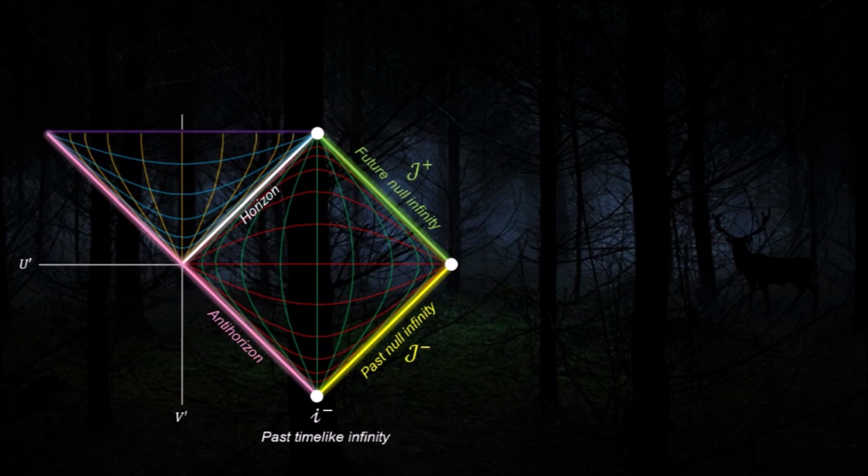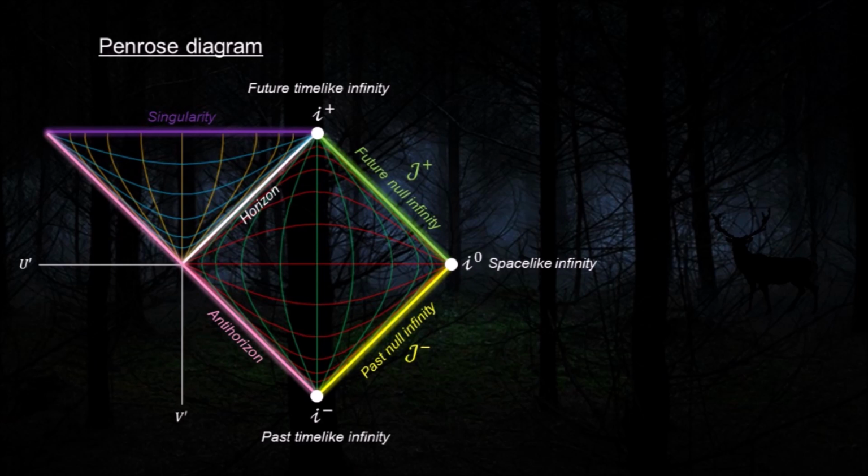It's where all spatial points converge at t minus infinity. This one is the future time-like infinity, where all spatial points converge at t plus infinity. And this one is the space-like infinity, at which all time points come together. And let's not forget about the singularity, which is represented by this purple line. This is called the Penrose diagram.